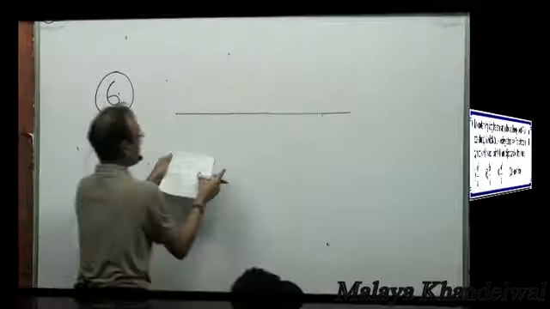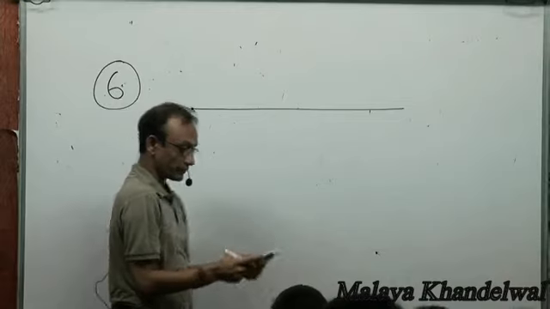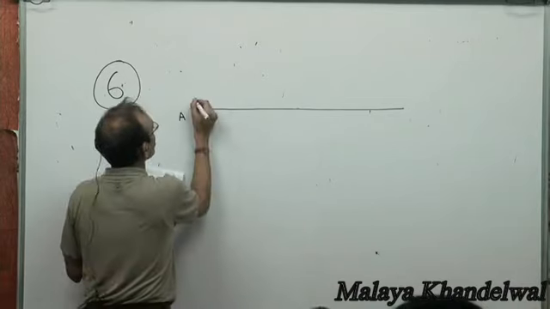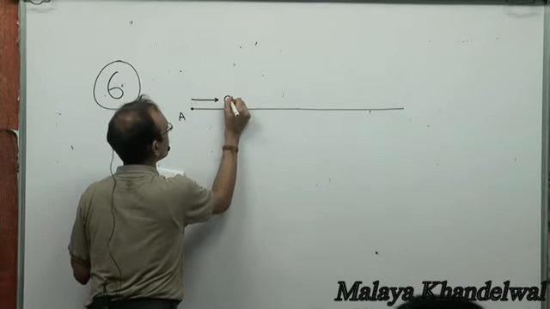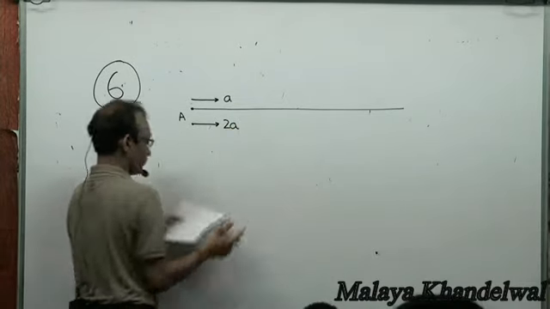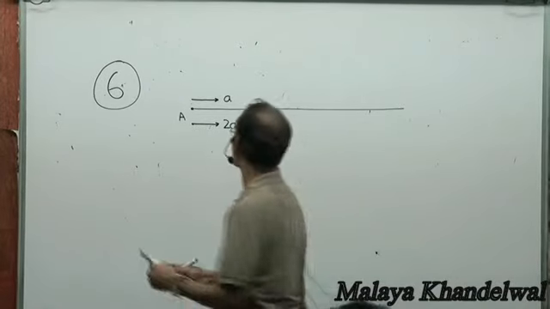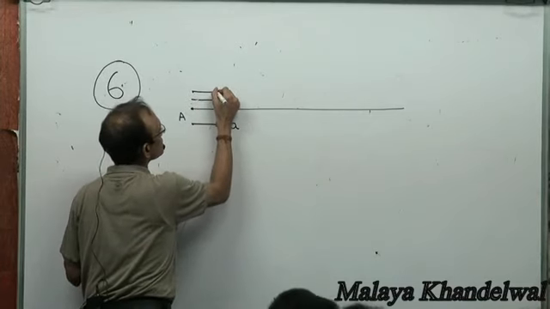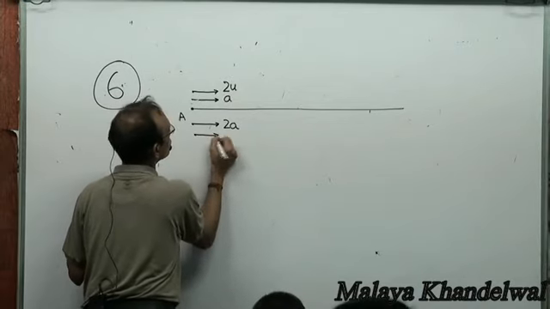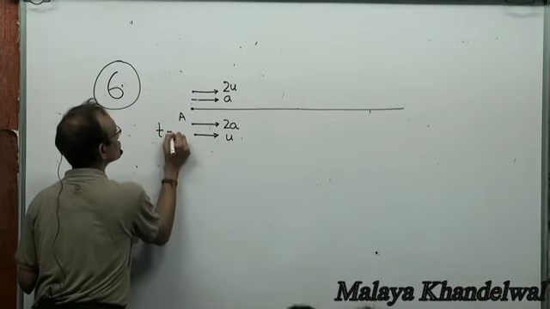Two objects moving in the same straight line are leaving a point A, with accelerations A and 2A respectively. One has an acceleration A, the other one has an acceleration 2A. And with velocities 2u and u respectively. The initial velocity of this is 2u. The initial velocity of this is u. And this is at an instant of time t equal to 0.